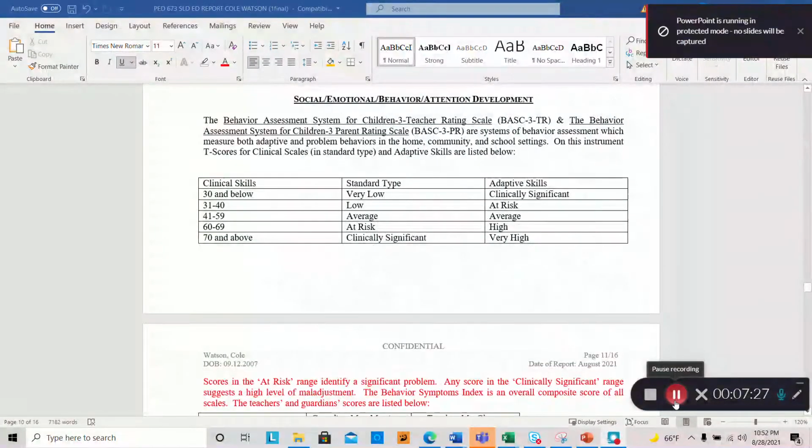So we went ahead and performed another assessment, the Behavior Assessment System for Children, Third Edition. There's a teacher rating scale and a parent rating scale.